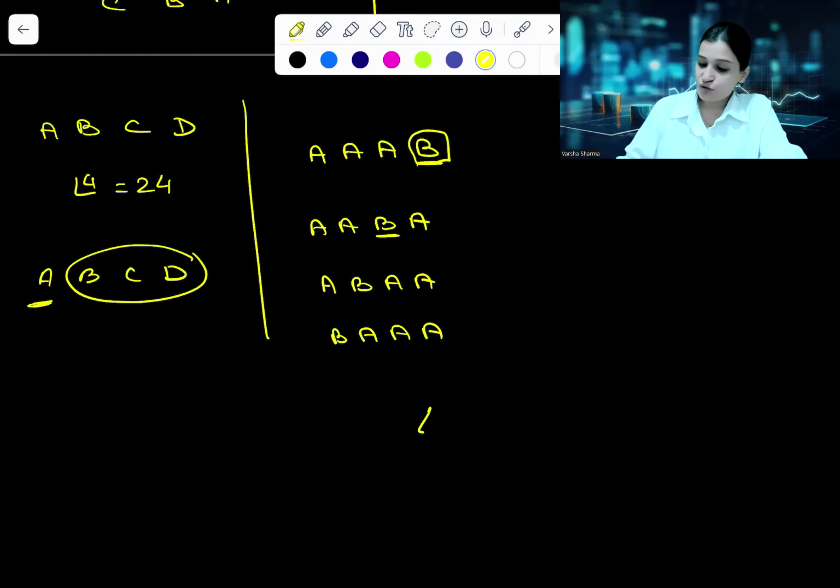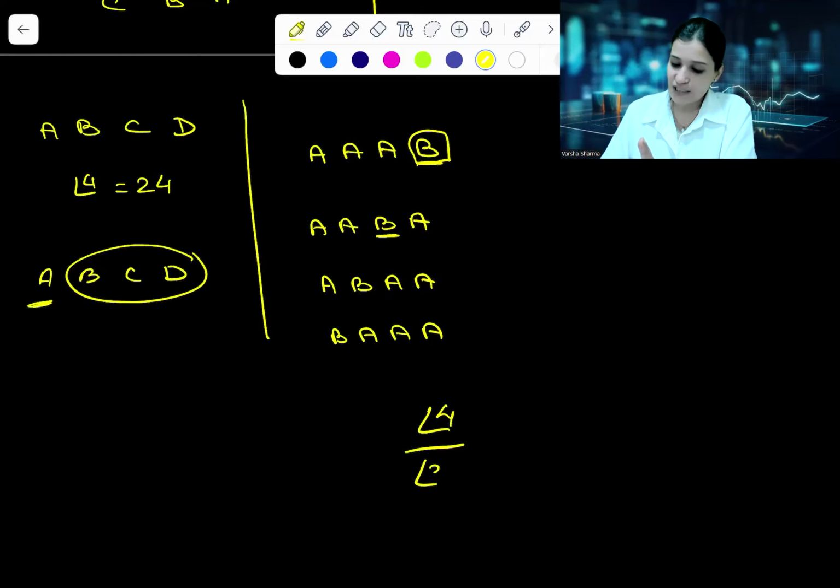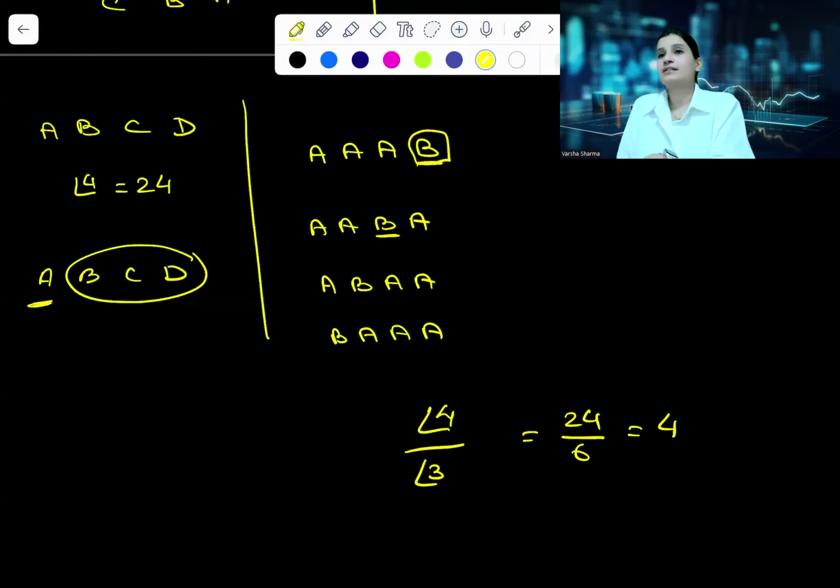So in this case, the actual answer would have been this. But since the letters are repeated, how many? 3 A's. So 3 A's can arrange among themselves in how many ways? Factorial 3 ways, but that I don't want. So out of every such structure, I'm only going to count once. So I'm dividing it by factorial 3. So 24 by 6, 4. That's our answer. So basically what we do is we normally do the factorial, we arrange them, but we divide it by the factorial of the letters that are getting repeated.